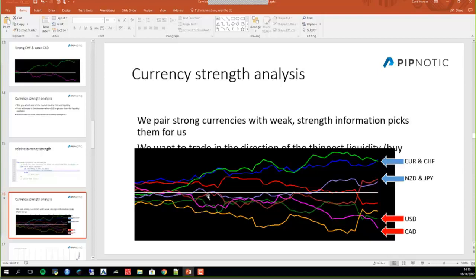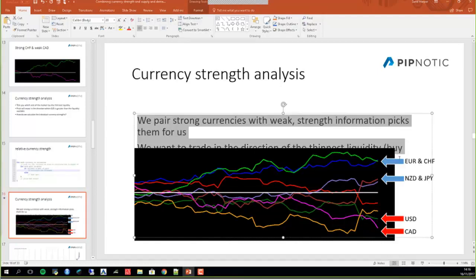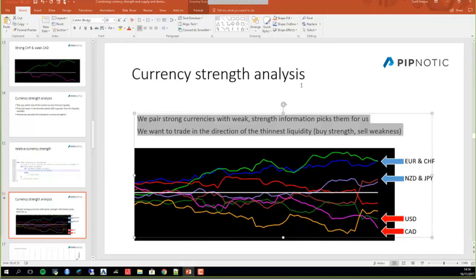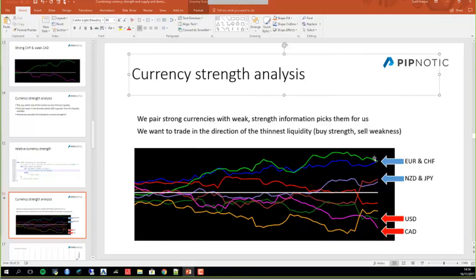So ideally, if you look at this, let me mark the text here, make it a bit smaller. So if you look at this, it gives you a pretty good idea as to what you want to be doing. You want to be pairing the strong currencies with the weak currencies, where in this case you would be looking to pair the euro and the Swiss franc with the American dollar and Canadian dollar.